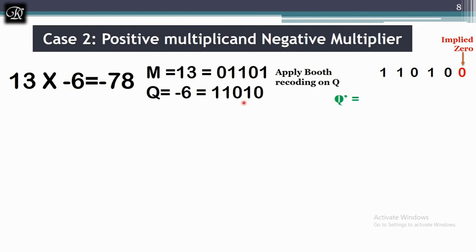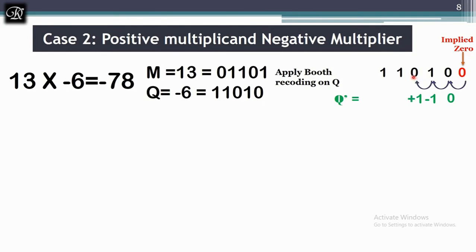Now what I have to do, the next stage is to find the new q, that is q dash. To find the q dash, you have to add a 0. You have to assume there is a 0 and find the pair of this based on the truth table. When both the values are same, the answer is 0. When it is moving from 0 to 1, it is -1. When it is moving from 1 to 0, it is +1.